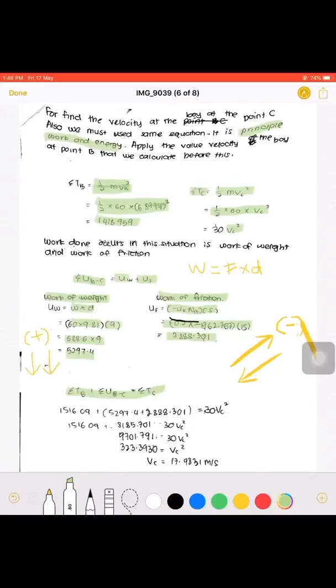After that, we apply all these answers into the principle of work and energy equation. Then we will get the VC answer. After we calculate, lastly we get the answer of VC equal to 17.9831 m per s.